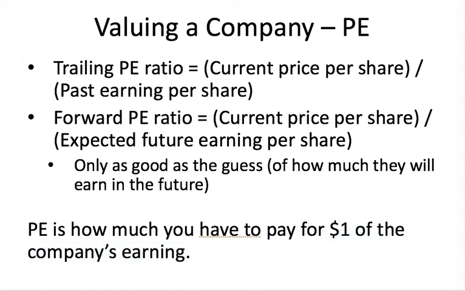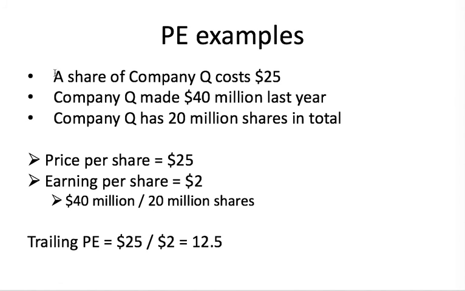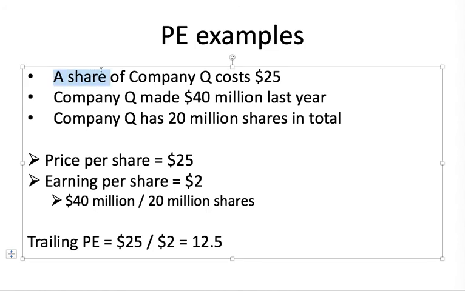Let's do an example here. So let's say we have this company, company Q. One share of that company costs $25 right now on the stock market. The company made $40 million last year, and the company has 20 million shares out there. Okay, so the price per share is 25, said right here. Earning per share is $2. This is earning per share, so this is earnings divided by shares. So they earned $40 million last year, and there are 20 million shares, so 40 million divided by 20 million is 2.